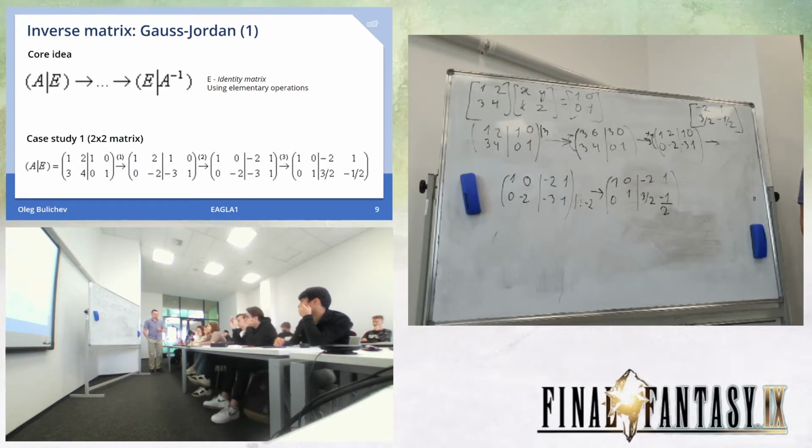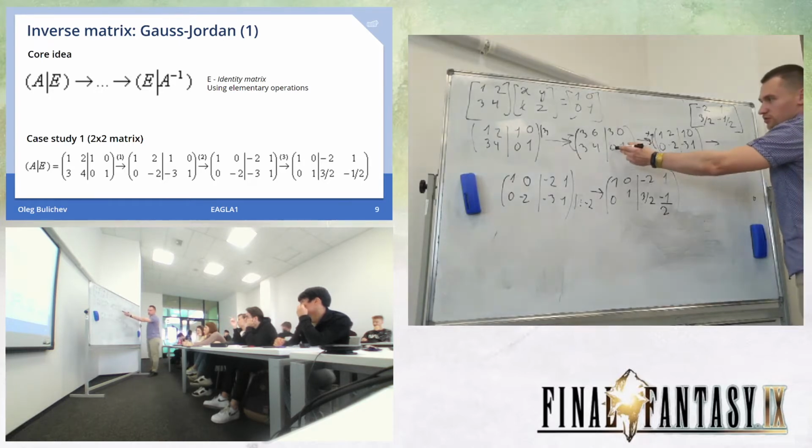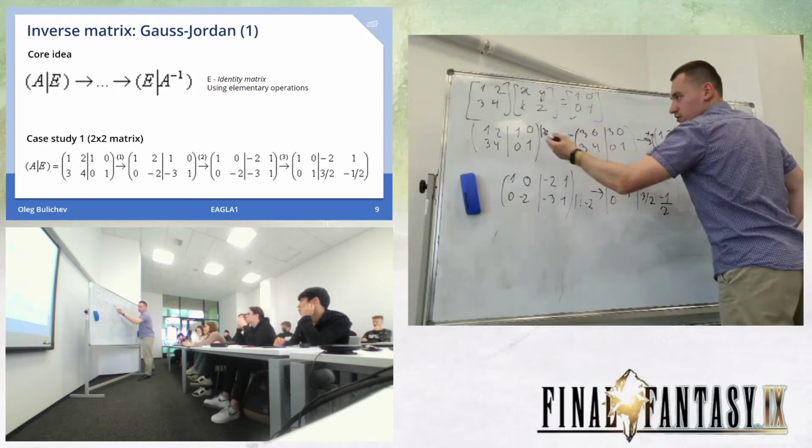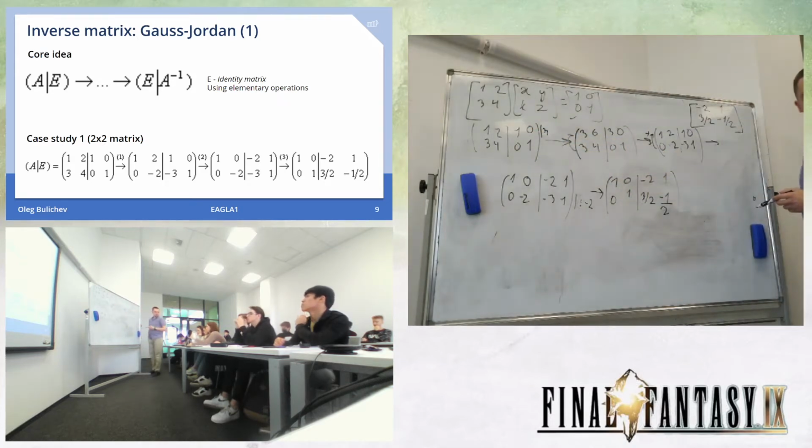How do we get the second step? This one. Yes, we just multiply by 3. You can do anything because actually you just need to solve a system of linear equations.